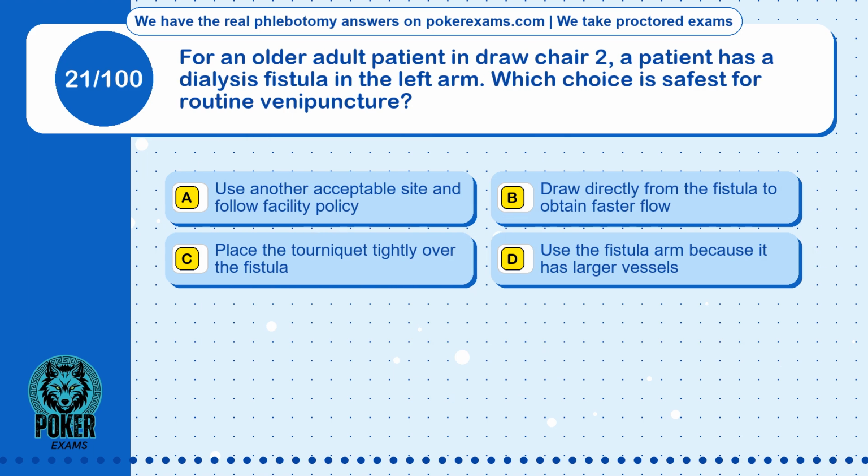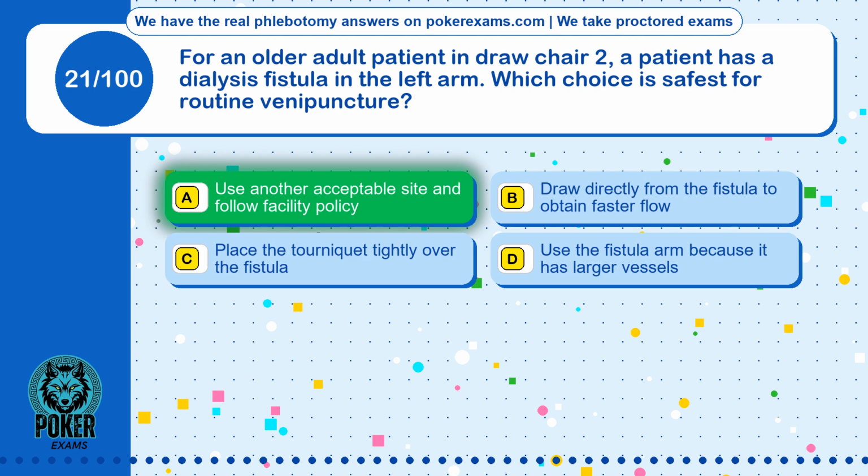Question 21. For an older adult patient in draw chair 2, a patient has a dialysis fistula in the left arm. Which choice is safest for routine venipuncture? Option A. Use another acceptable site and follow facility policy. Option B. Draw directly from the fistula to obtain faster flow. Option C. Place the tourniquet tightly over the fistula. Option D. Use the fistula arm because it has larger vessels.